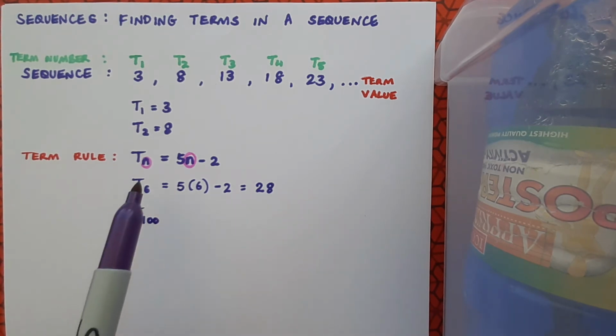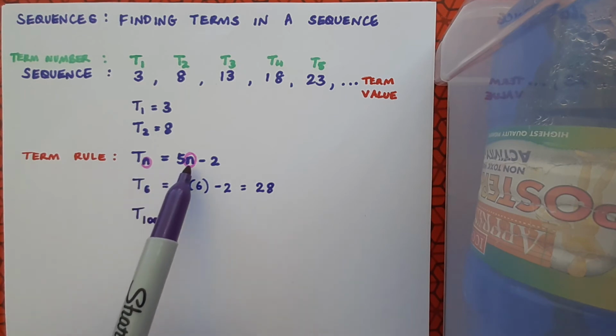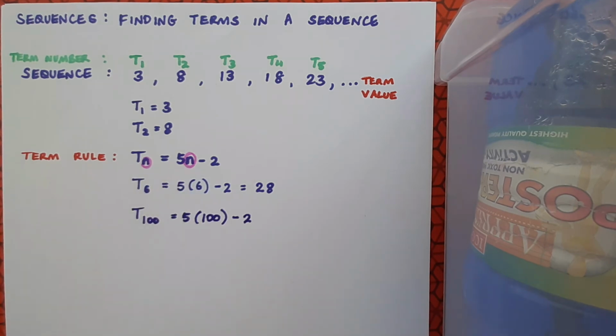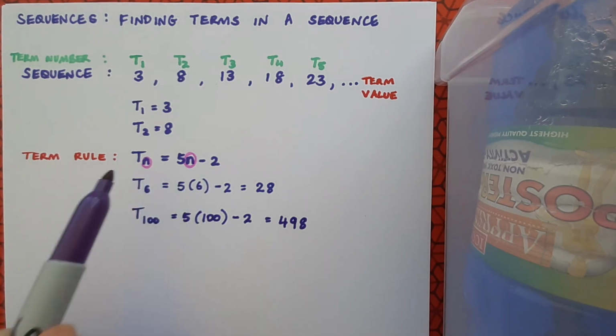Well, all I have to do is go to my term rule, and where I see n, fill in 100. And then I can evaluate. So you can use your calculator for this bit. So I type it in and I get 498 out. So it's really, really easy and quick for me to find any term in my sequence, in any position that I like, once I know the term rule.